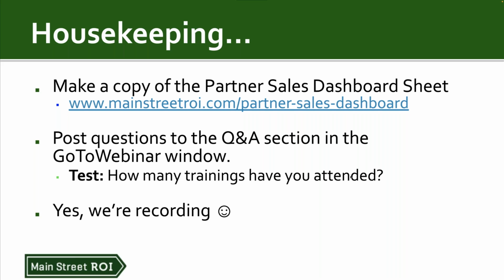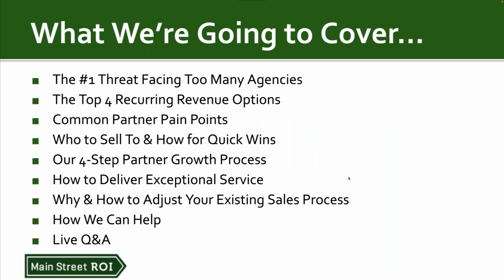All right, next slide. Cool, so what we're going to cover today: the number one threat facing too many agencies, the top 4 recurring revenue options, common partner pain points, who to sell to and how for quick wins, our 4-step partner growth process, how to deliver exceptional service, why and how to adjust your existing sales process, how we can help, and then we'll move into the live Q&A. And with that, I'm going to pass it off to Mike.